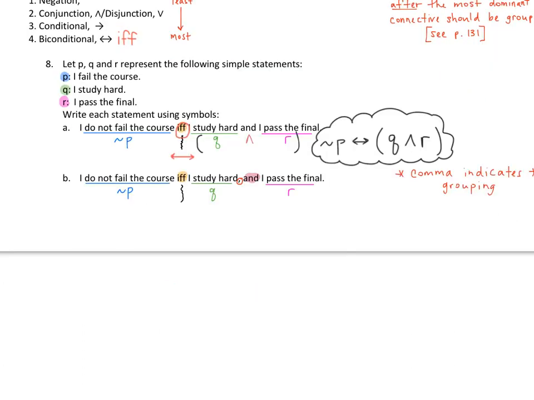Finally, our last example. I do not fail the course if and only if I study hard, notice the comma, and I pass the final. Okay, so where are parentheses going to be placed? Hopefully we see that if and only if, so we know we have our symbol of those double arrows, okay? That comma also indicates a grouping, okay? So what that means is I have a grouping here. That comma tells me that's the end of the grouping. I see that and statement, so what's our symbol for and? It's that A without the crossbar, and then I pass the final, which is our R. So our final answer is parentheses, not P, if and only if Q, and R.